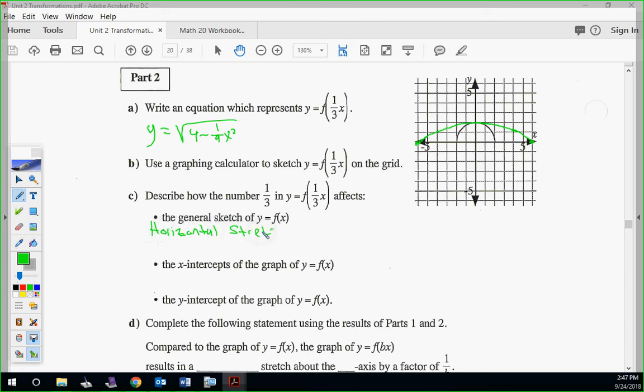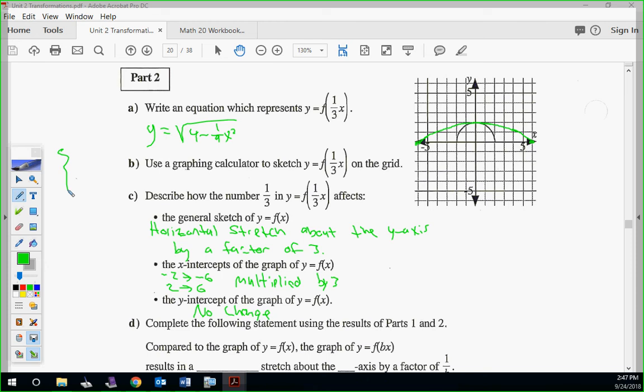Horizontal stretch about the y-axis by a factor of 3. Okay. The x-intercepts did change. The x-intercepts went from -2 to -6 and 2 to 6, multiplied by 3, and no change on the y. Okay. All right, just got enough there so we can finish that last couple spaces.